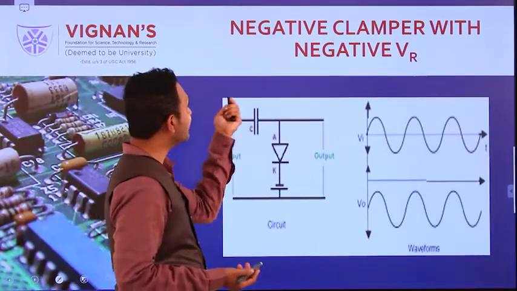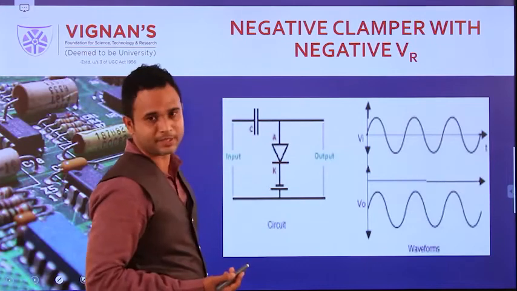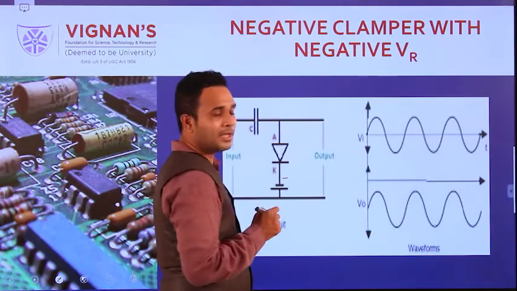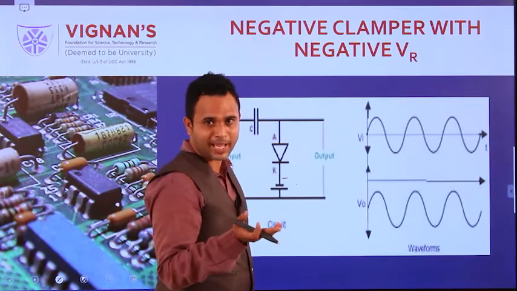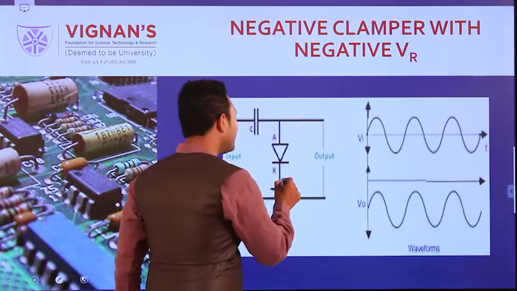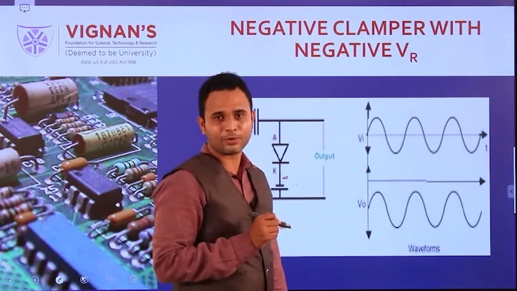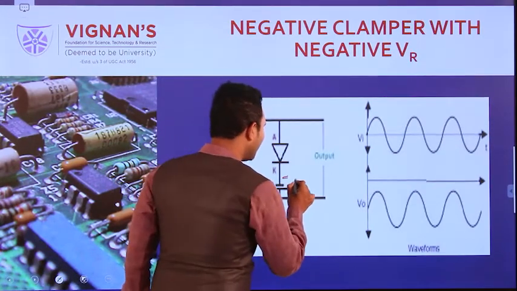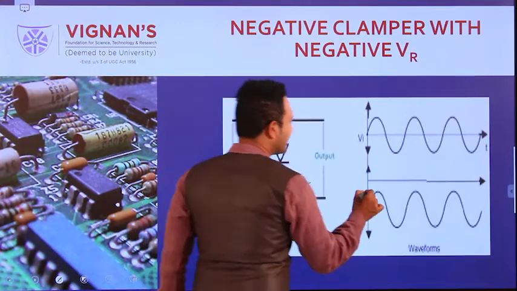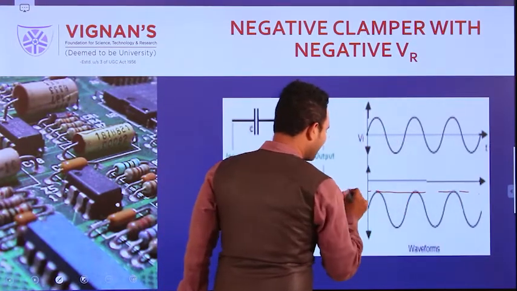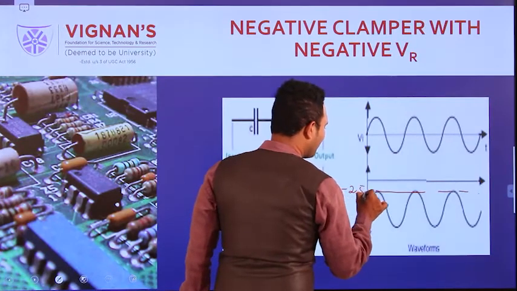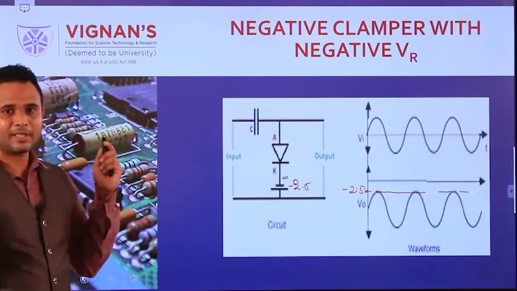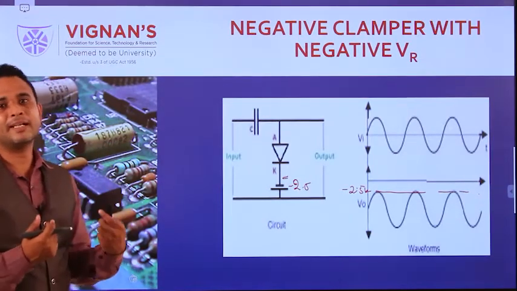Here you can see the negative clamper with negative reference. Negative reference means minus is connected to the cathode. So here the diode is in reverse bias only. If the negative is connected to the cathode, the diode is in forward bias, continuously forward bias. If I connect minus 2.5 volts, the reference level is changed, coming from minus 2.5 volts. That depends upon our requirement. We can shift the DC level itself.